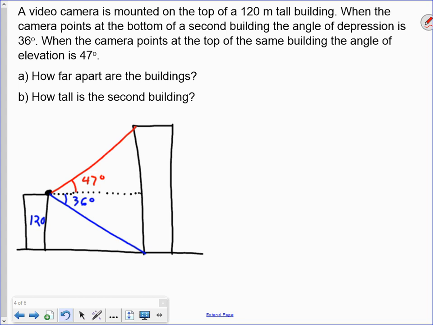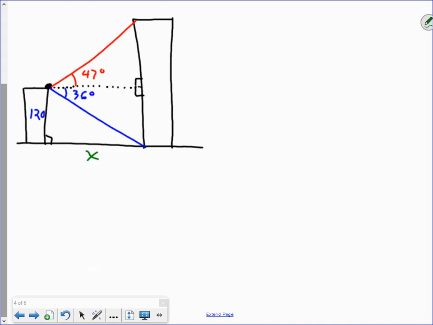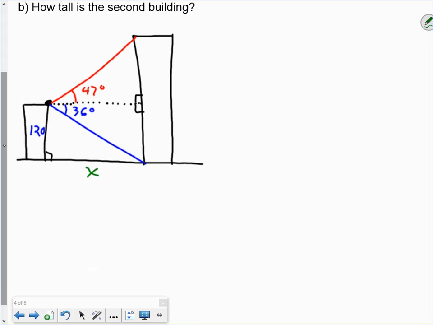line of sight is 47 degrees. And of course, both of our buildings here are vertical to the ground. So we've got three little right angle triangles in here. So what are they asking us to find here? They're asking us first to find how far apart are the buildings. So if we want to find how far apart they are, they want us to find this distance x down here. So let's look at this first triangle that we can use here.